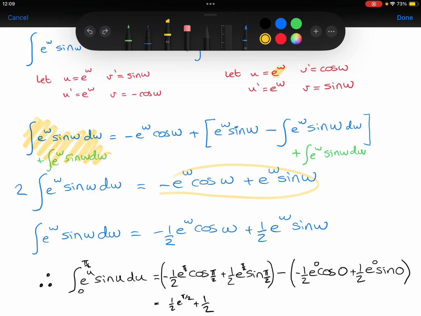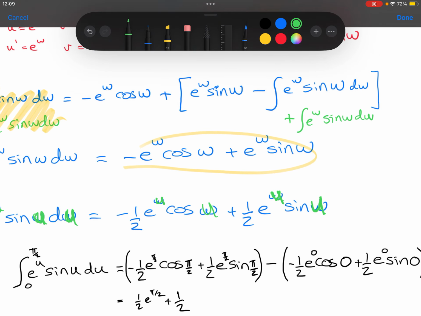So that's allowed me to say that the integral of e to the power u sine u, I can change these back now, e to the power u sine u du is equal to a half e to the power u cos u plus a half e to the power u sine u. And I'm now going to put my limits in. Remember, the upper limit was pi over 2, the lower limit was 0.